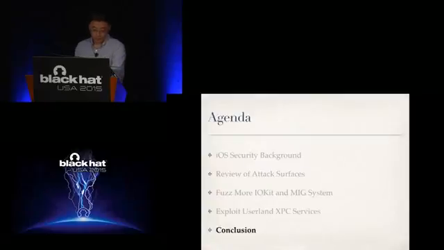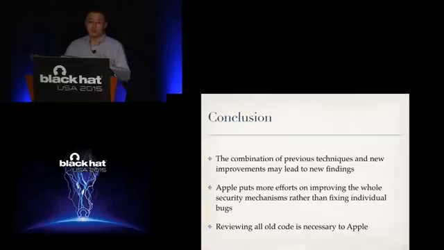So let me conclude the talk quickly. We reviewed the attack surface in iOS 8, and we demonstrated how to improve the fuzzing to find vulnerabilities. Generally, IOKit fuzzing is not new. IPC fuzzing is not new. But if you combine these previous techniques with new improvements and some new tricks, it's not surprising to find new vulnerabilities and more findings.